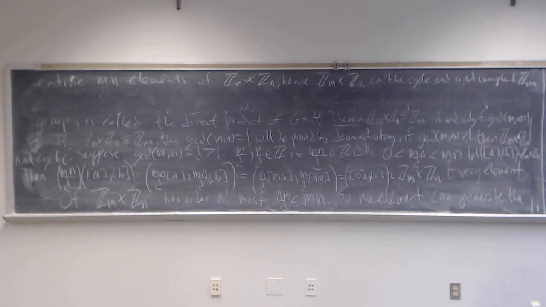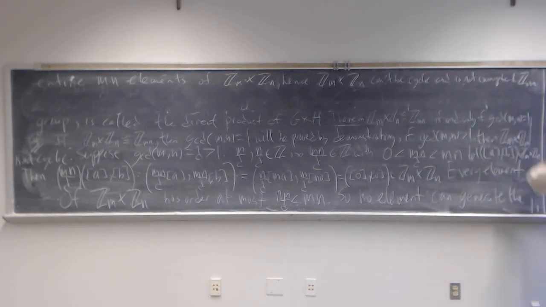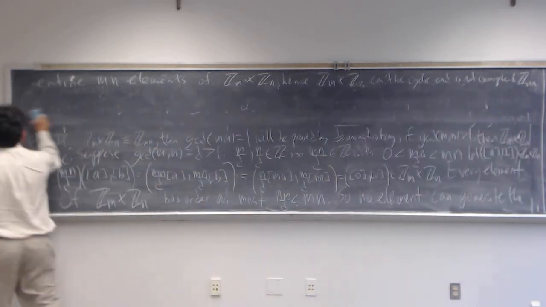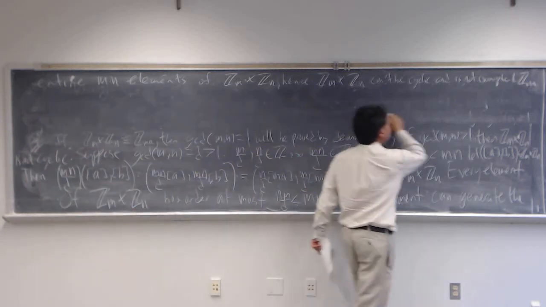So we proved that if the GCD is not equal to 1, then Zn cross Zm is not isomorphic to Zmn. So that's equivalent to proving the contrapositive, that if these two groups are isomorphic, then the GCD has to equal 1. So we proved one way of that implication. Let's prove the other. And that one will give a direct proof.